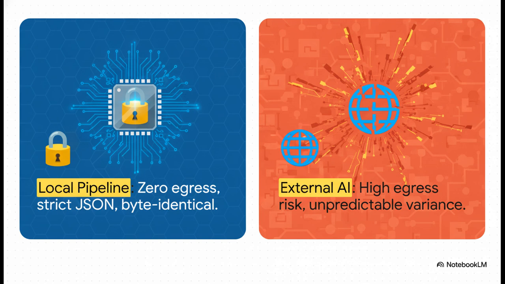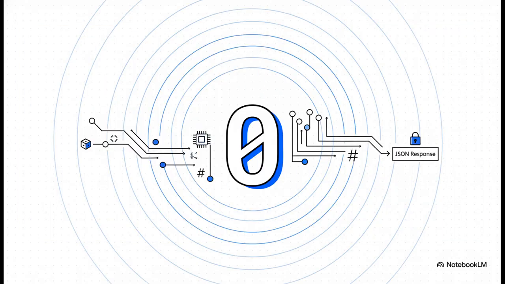This runs entirely on your local CPU. Zero data egress risk because literally nothing leaves your machine. It relies on strict JSON output contracts, meaning the shape of the data is enforced by hard code, not by crossing your fingers and hoping the AI plays nice. And the absolute best part? It guarantees byte-identical reproducibility. The key to all of this working is this number right here, 0.